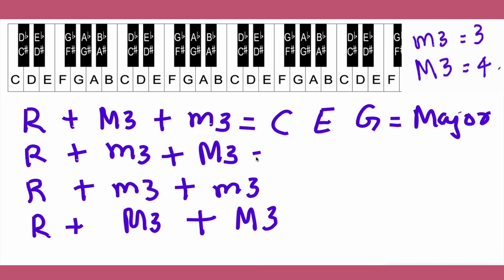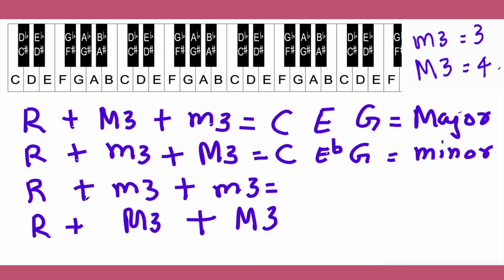Let's find the next chord. Again, let's take the root as C and 3 half steps. So 1, 2, 3. That's going to be an E flat. And from E flat, we're going to go a major third. That is 4 steps, 1, 2, 3, 4. So that's going to be a G. So what chord did we find? We found the minor chord. Okay, so that was the minor chord.